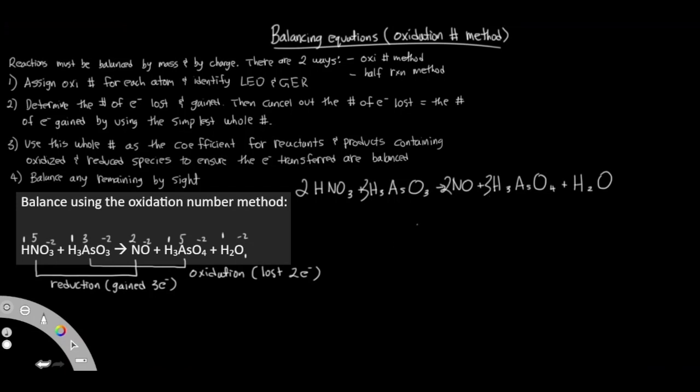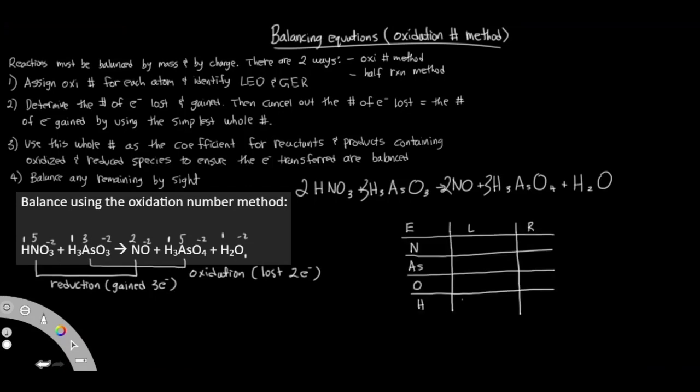Now let's do our little chart for the elements. That's what the E represents. L stands for the left side and R stands for the right side. All right, so let's make sure these are balanced. Okay, so for my left side, for my nitrogen, how many do we have? We have 2. How about my right side? Okay, I also have 2. How about my arsenic on the left side? Okay, we have 3 arsenics. And how about on the right side over here? There are also 3 arsenics.